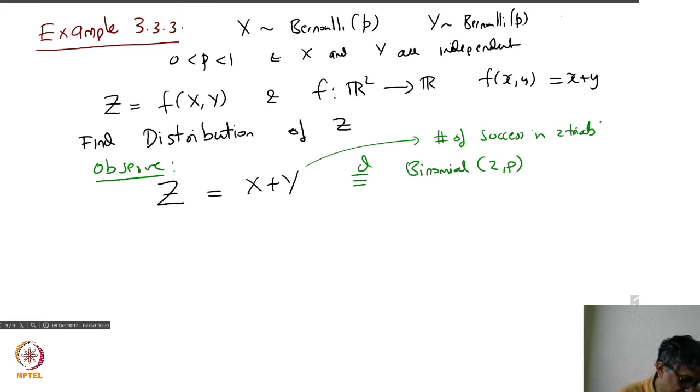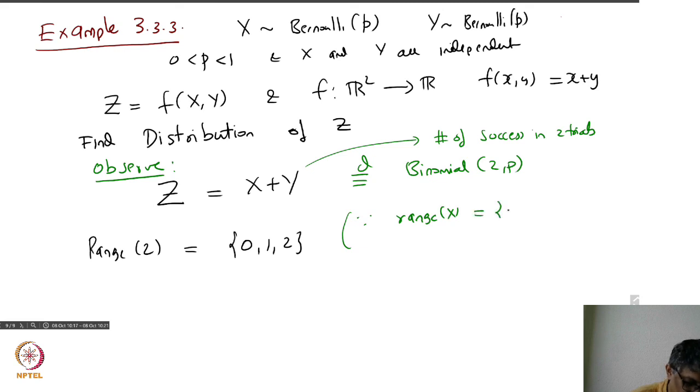So here you can compare to experiments and do it. But the correct way to do it is that first you observe, like in the previous example, the range of Z. What is it going to be? X and Y are Bernoulli, so X takes value 0 and 1. So the range of Z is going to be 0, 1, and 2, because the range of X is 0 or 1, and the range of Y is also 0 or 1.